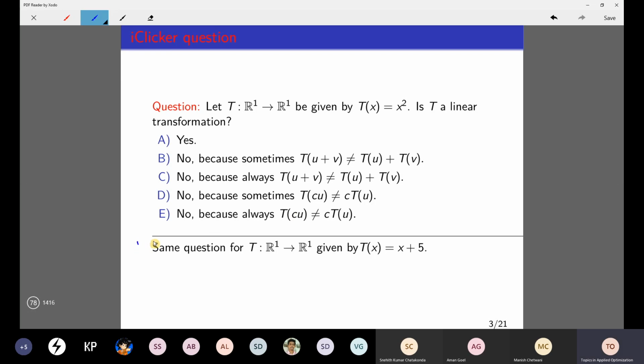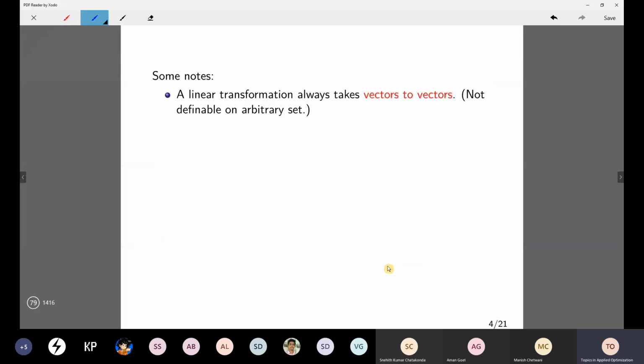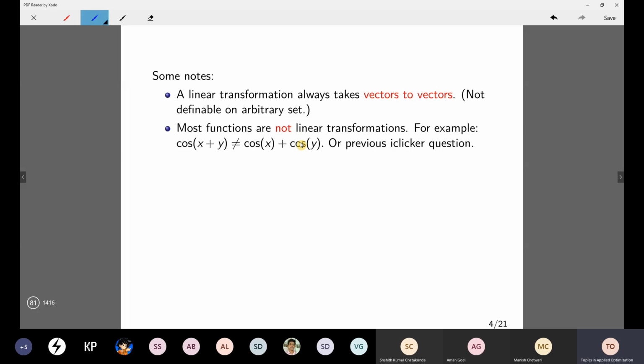Same question: let us say, is x plus 5 a linear transform? You will verify that this is also not a linear transform. I leave this as an exercise. You have to check those conditions. A linear transform always takes vectors to vectors. These are the things you have to remember. Most functions are actually not linear transforms. There are a lot more nonlinear transforms than linear transforms.